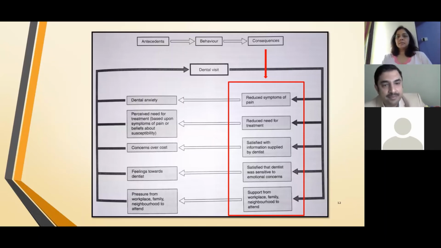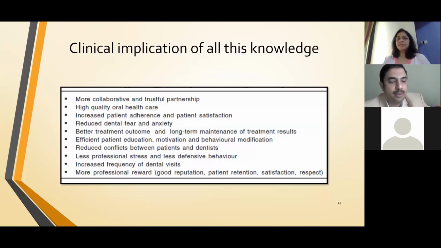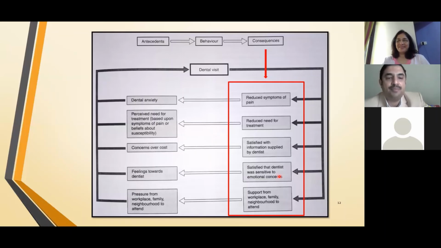And then, sorry about that, the patient perceives you as a sensitive person who satisfies the emotional needs. This all thumbs up. Patient gets that feeling, emotional connection is wow, okay? Then last is support from workplace and family. Support from workplace and family.